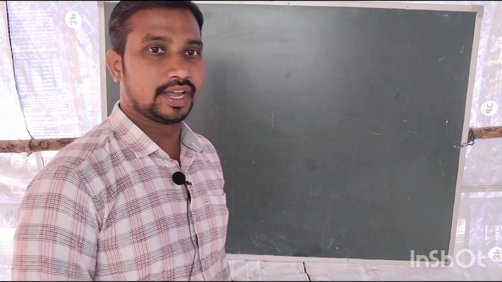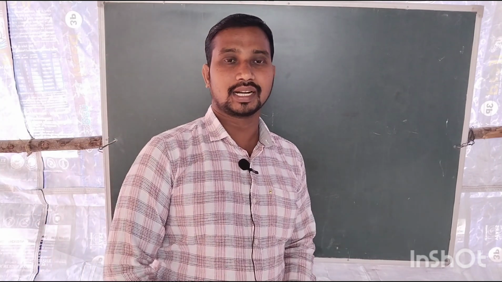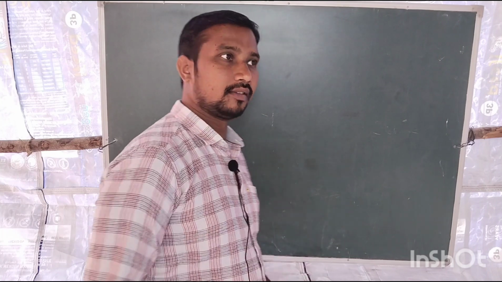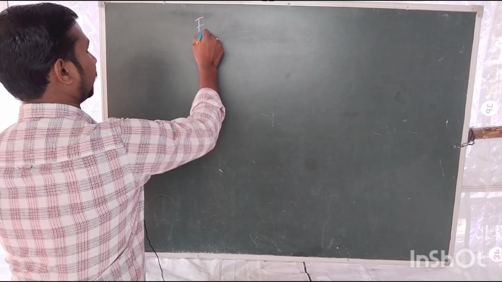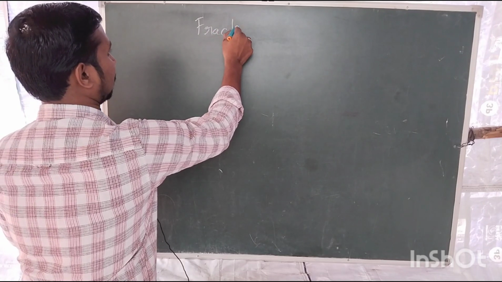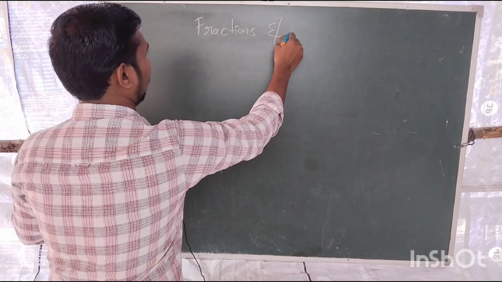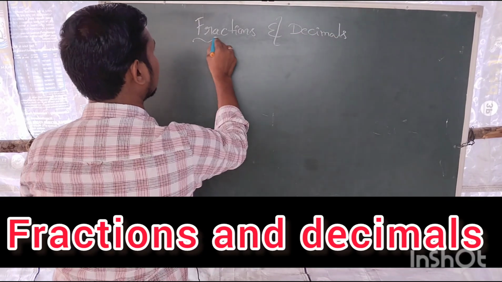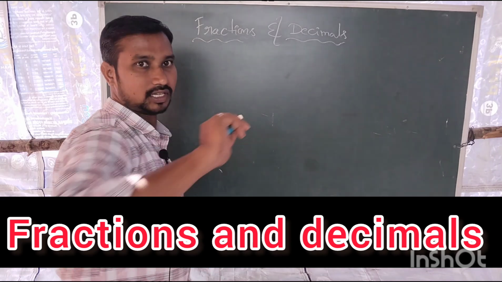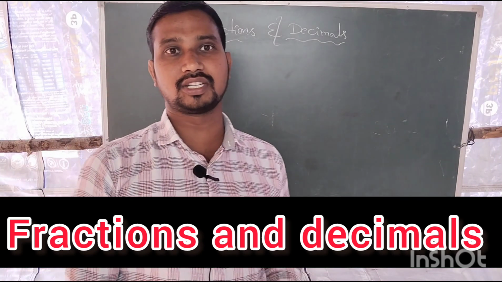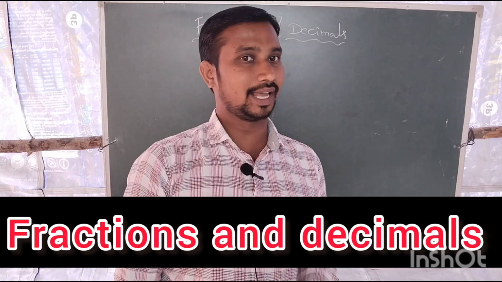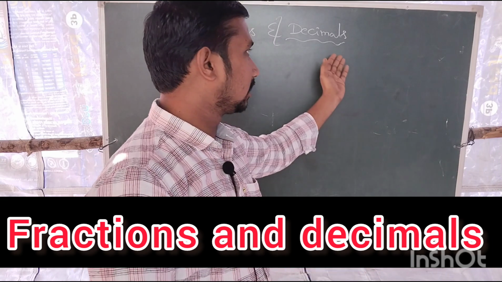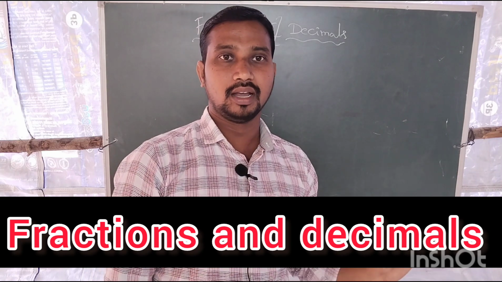So children, today I would like to introduce the new chapter, Class 7, Fractions and Decimals. Chapter name is Fractions and Decimals. From 5th class onwards, the children are learning what is a fraction, what is a numerator, what is a denominator. That is the basic terminology about fractions. Decimal is another concept related to fractions and decimals.